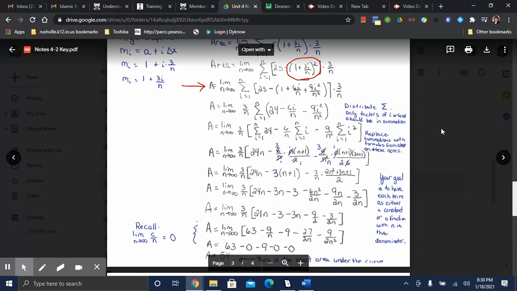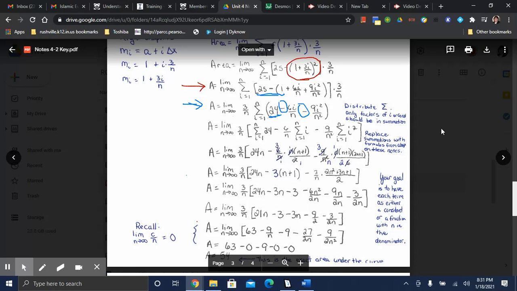So as I move to my next line, now I'm on this blue arrow line. Notice that I've just combined like terms, 25 minus 1, giving me 24. I've also distributed this minus sign so that I have minus 6i over n and minus 9i to the second over n to the second. So again, I'll give you time to get that line down.